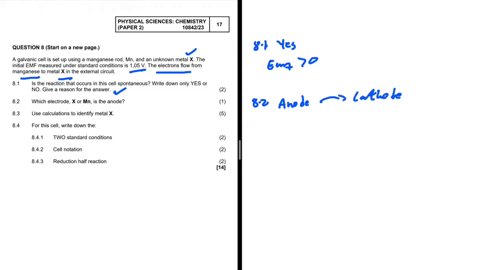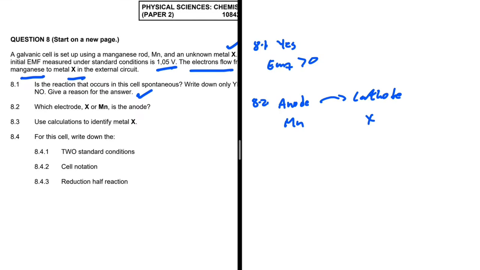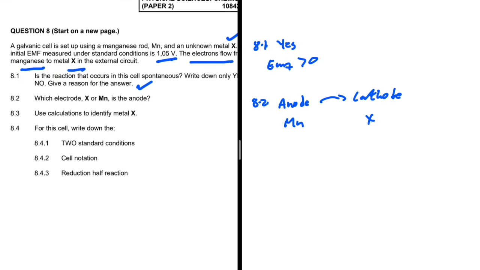So if they flow from Mn to metal X, then Mn should be the anode, and metal X should be the cathode. Clearly, the electrons flow from Mn to metal X in the external circuit. So Mn is the anode and X is the cathode. We are just applying the basics here. That is 8.2.